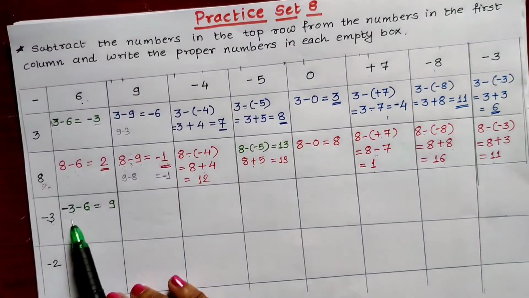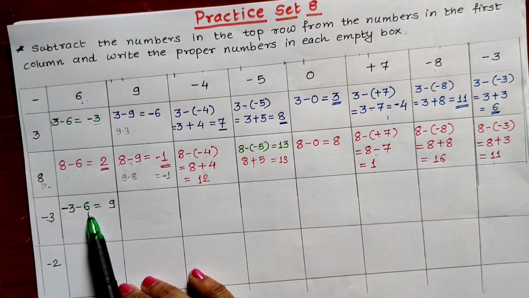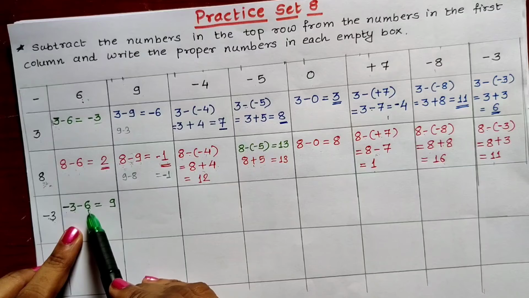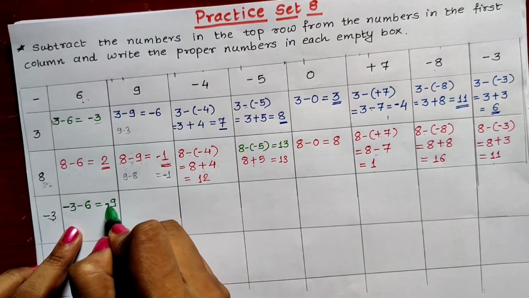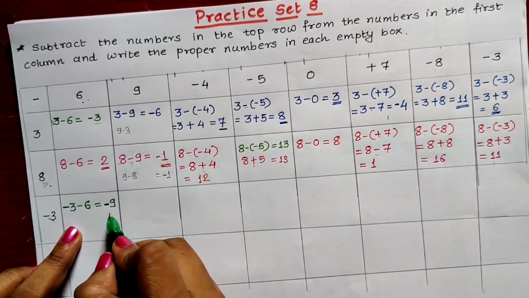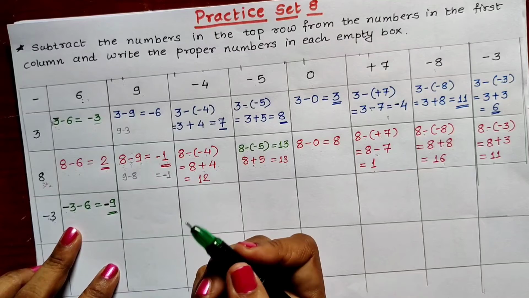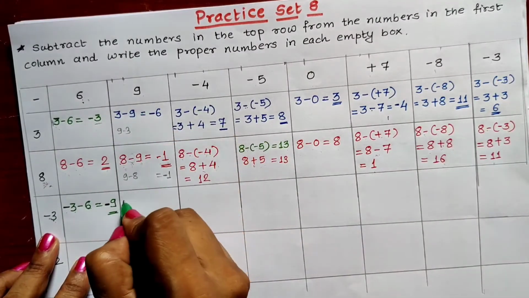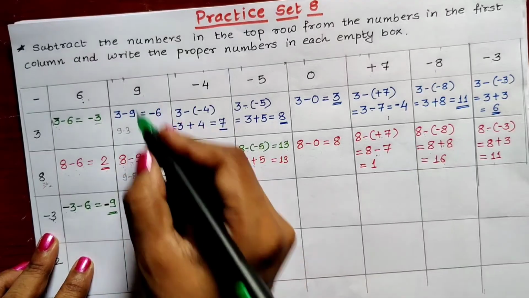So same sign, that means we will have to add the numbers. 3 plus 6, answer is 9, and give the common sign. Both numbers are having minus sign, so give the common sign to the answer. Common sign means both numbers' sign. Both numbers' sign is minus, and that's why the answer should also have minus sign. Answer is minus 9.